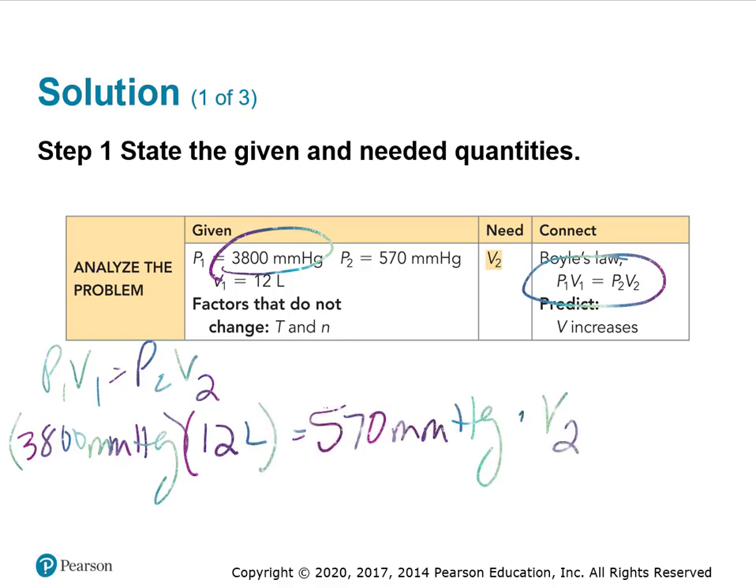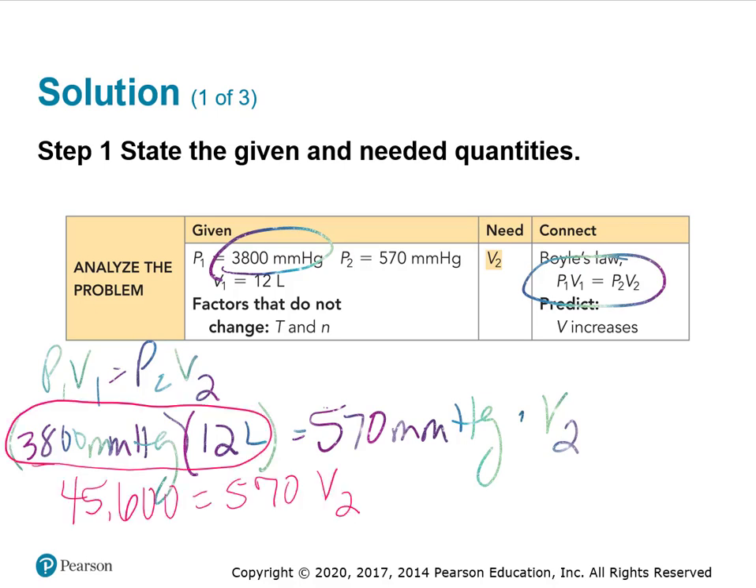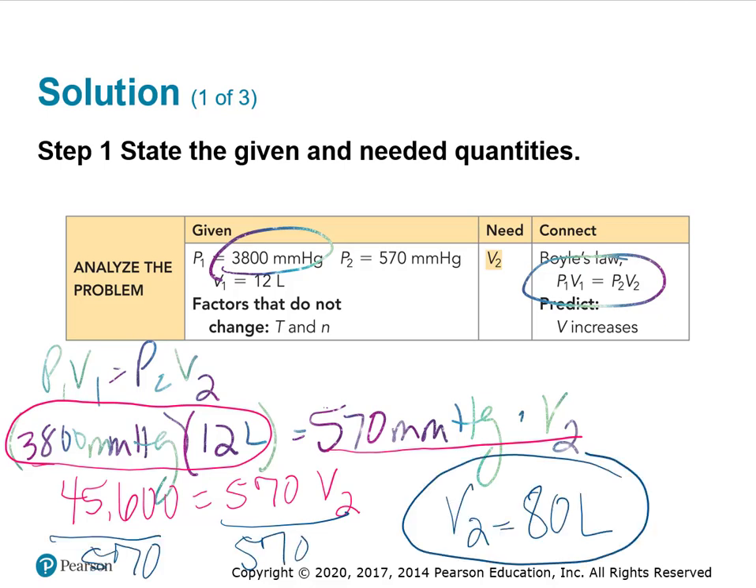So let's simplify what's on the left. 3,800 times 12 would give me 45,600. And then I brought down the 570 times V2. To get V2 by itself, I need to divide both sides by 570, and we should get 80. And I'm going to put a decimal point right there because that would be 2 significant figures. I've got 2 in that unit, 2 in that unit, 2 in that unit, so 80. would be 1, 2. And let's see if that makes sense.